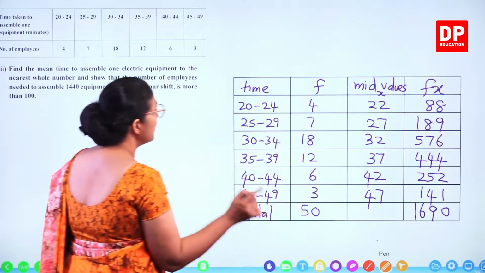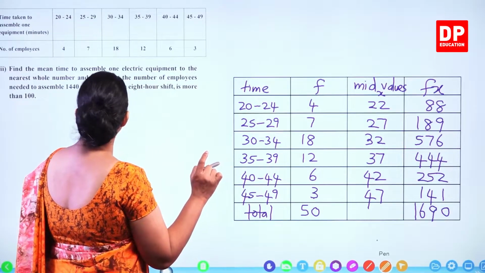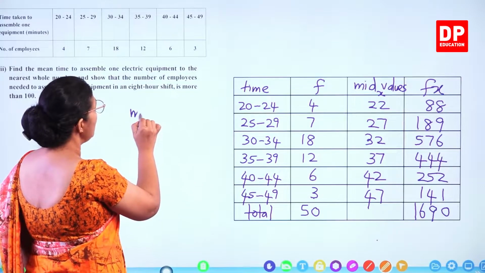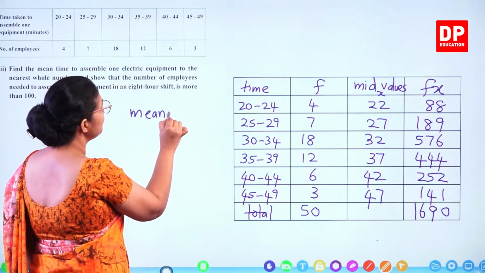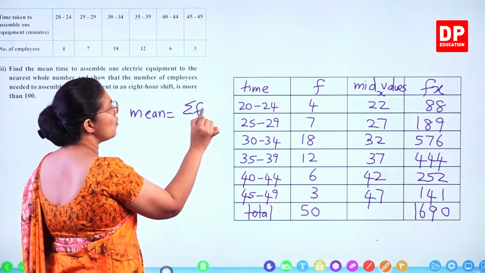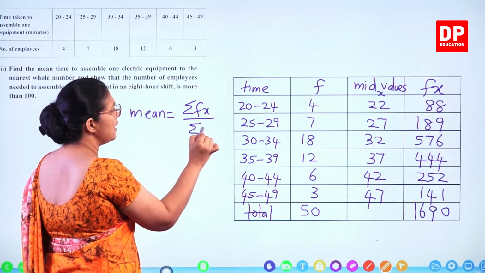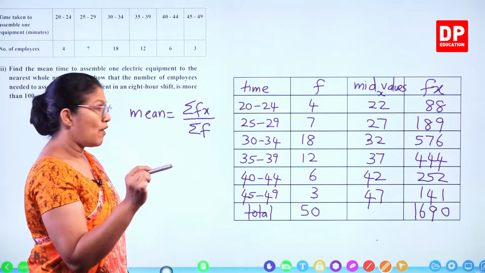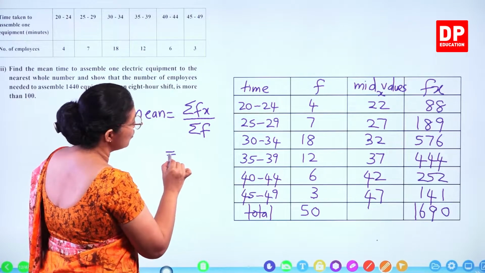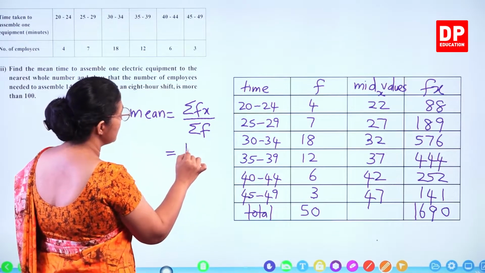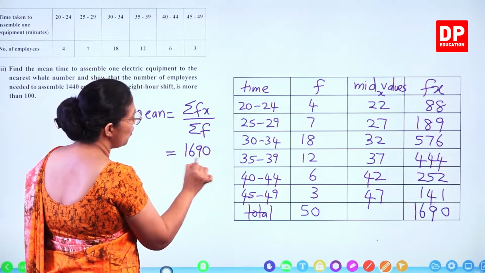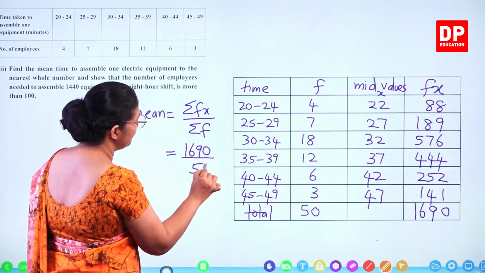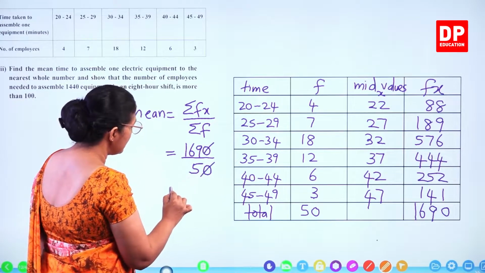So what's the mean value? You need to find out the mean value. So mean is equal to sigma fx over sigma f. Total fx divided by total f. So total fx is 1690. Total f is 50. 0, 0 get cancelled out.